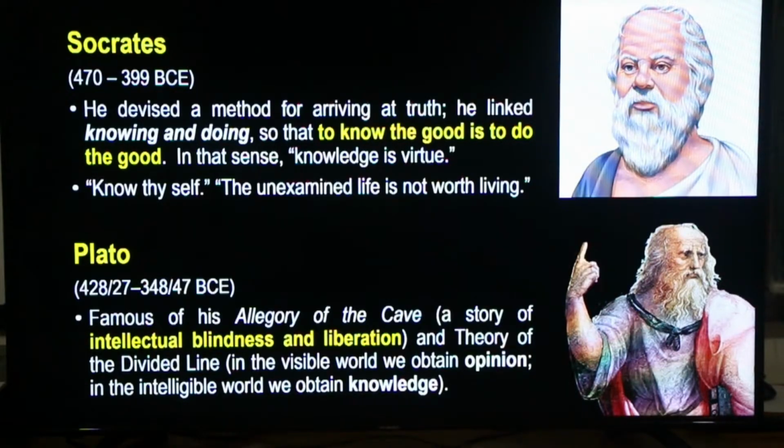Now, this allegory of the cave is a story of intellectual blindness and liberation. This is a story of prisoners who were chained inside the cave, and what they consider as reality are shadows. All throughout their lives, they consider those shadows or the reflections of things behind them as reality. But one day, one prisoner was able to escape and was able to encounter reality and the truth outside of the cave. And so the allegory of the cave, in short, is a story of intellectual blindness and liberation.